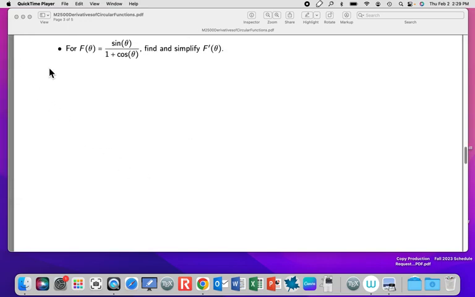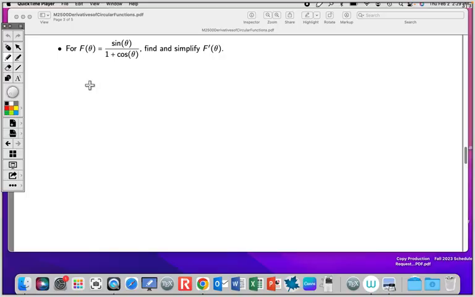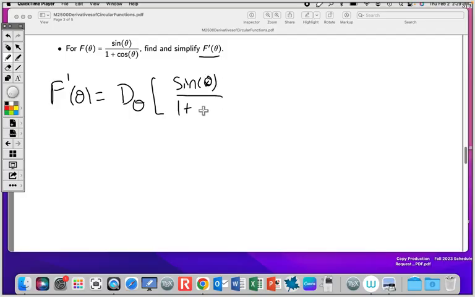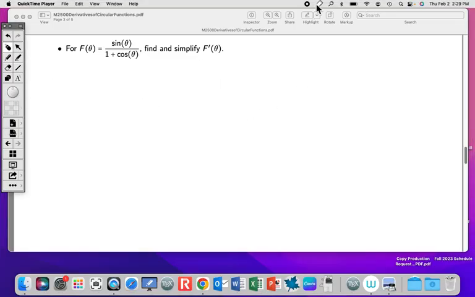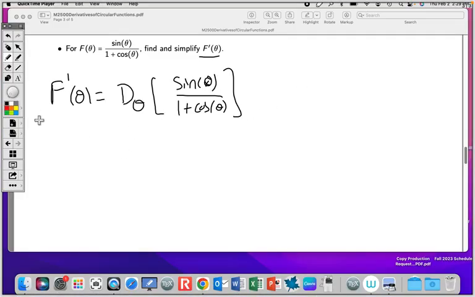The last one here, we've got f of theta is sine of theta divided by 1 plus the cosine of theta. We're asked to find f prime of theta. F prime of theta is the derivative with respect to theta of sine of theta divided by 1 plus the cosine of theta. And we see here we're going to have to apply the quotient rule. So we identify low function and high function. Here we go.